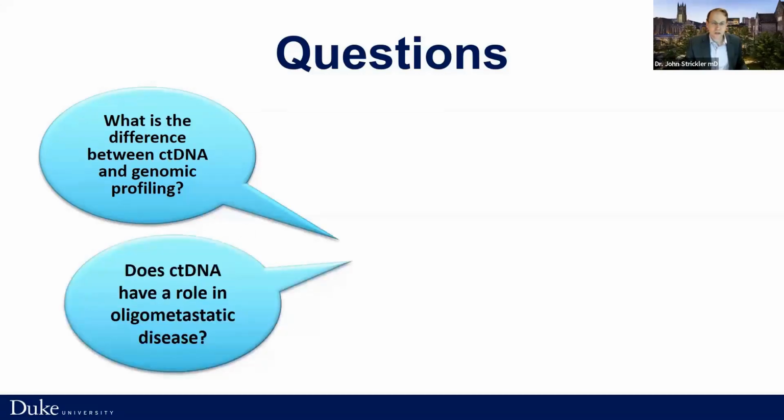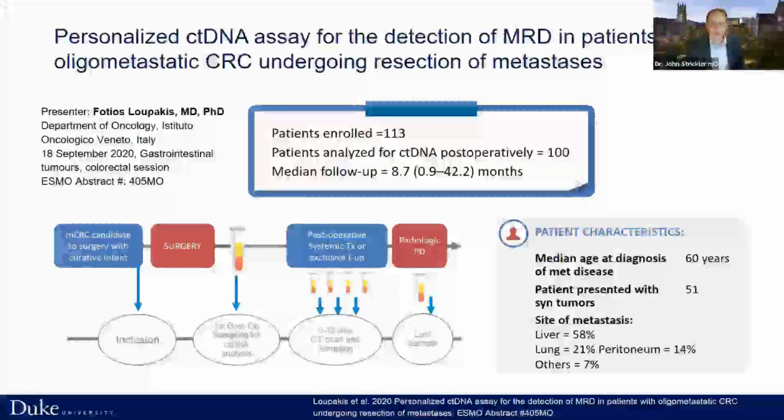Next question I got is, does circulating tumor DNA have a role in oligometastatic disease? And the short answer is yes, in certain cases. And there's some data out of Italy that shows that we can potentially apply this to people with metastatic disease, at least in certain scenarios. Ideally, this is a test that should be used when you have a question you need to answer, and that blood test can help us. Maybe if we're on the fence about what to do, it's really nice for pushing us one way or the other.